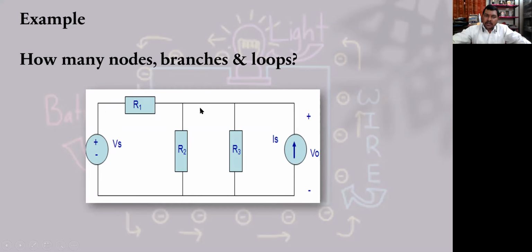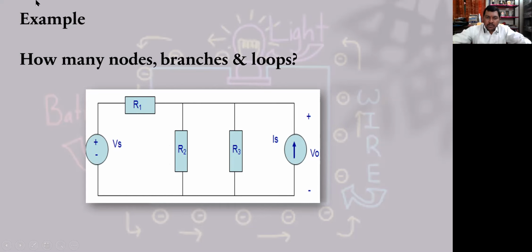So when we take it in terms of nodes, the point where R1 is connected to R2, R3 and say the current source is taken as a node, whereas the component which is connected between these 2 points is called a branch. And this forms a loop. So when we start from the voltage source Vs, so Vs, R1, R2 and again to Vs, it will complete one loop, right?